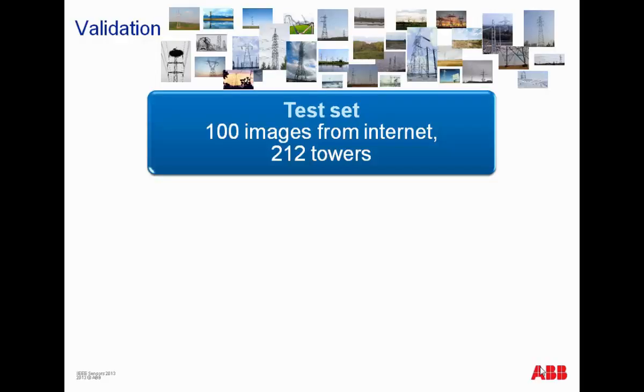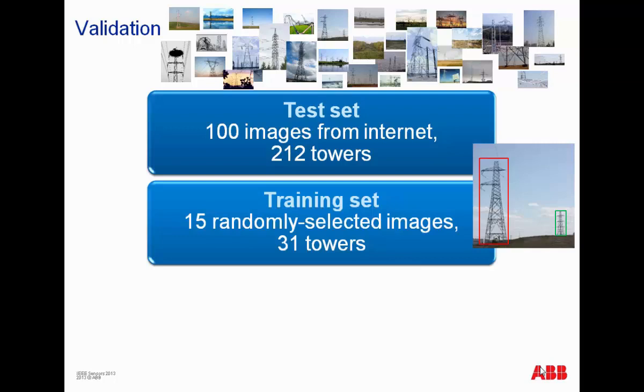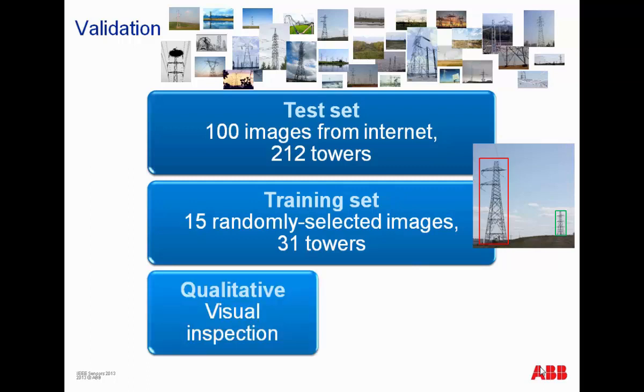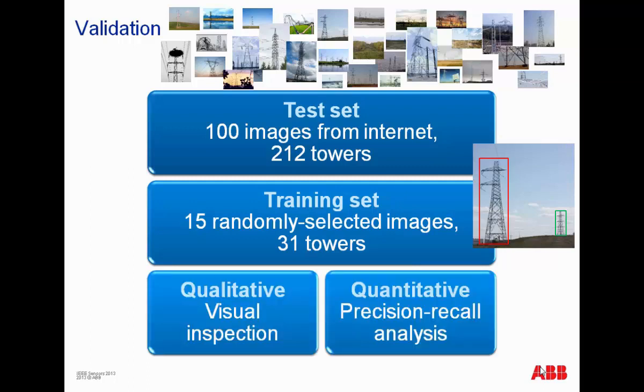Validation. We did the validation the following way. First, we had to build a test set. There is no standard test set existing, to our knowledge, in the world for this particular application. So we took images from the internet, only 100 for the moment. We will do it with more in the future. We already started that, as we will see in the conclusions. They include 212 towers in total. Our training set has been built from 15 randomly selected of these images, and these contain 31 towers that are used for training. And then we did a qualitative assessment and a quantitative assessment, which I will briefly show now.